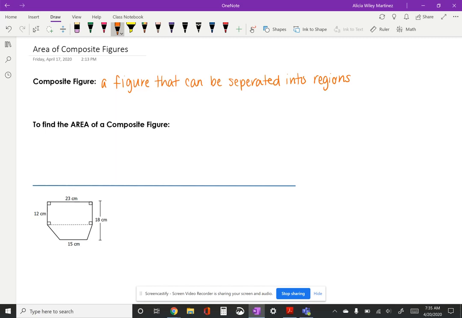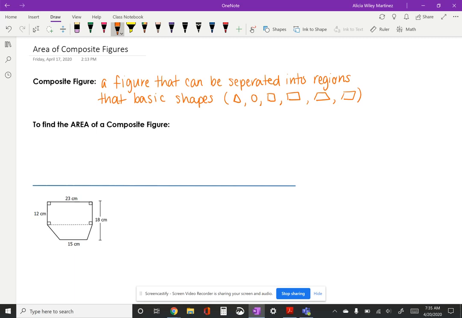Okay, and these regions, these are basic shapes, like triangles, circles, squares, rectangles. What else did we have? We had trapezoids and parallelograms.